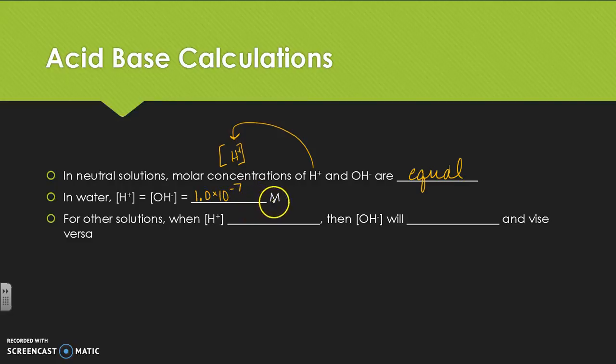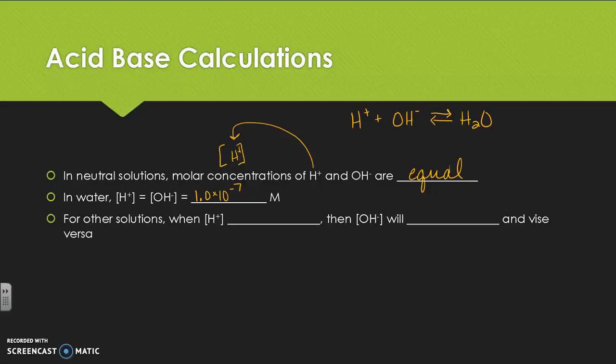Now, in water, we know that H plus and OH minus come together to form water, and we know that water can break apart into H plus and OH minus, and that's what we call the auto-ionization of water, where it can go from molecular water to ions, and from ions to molecular water.